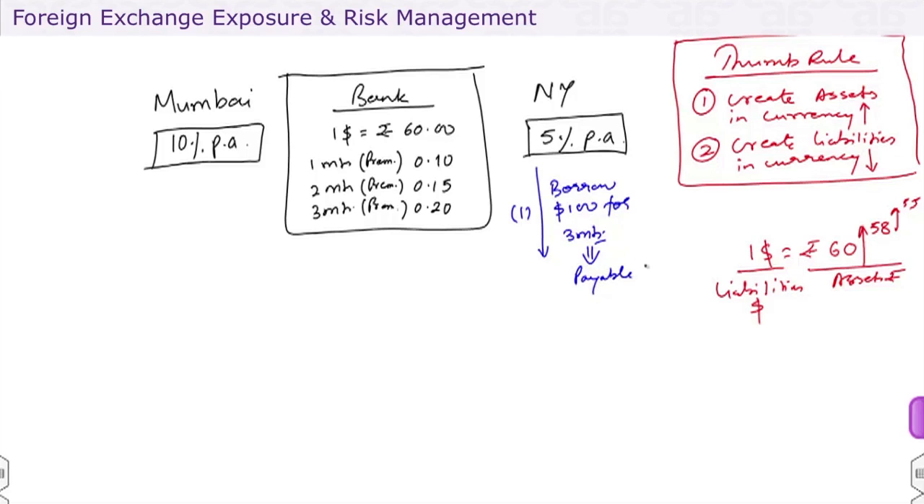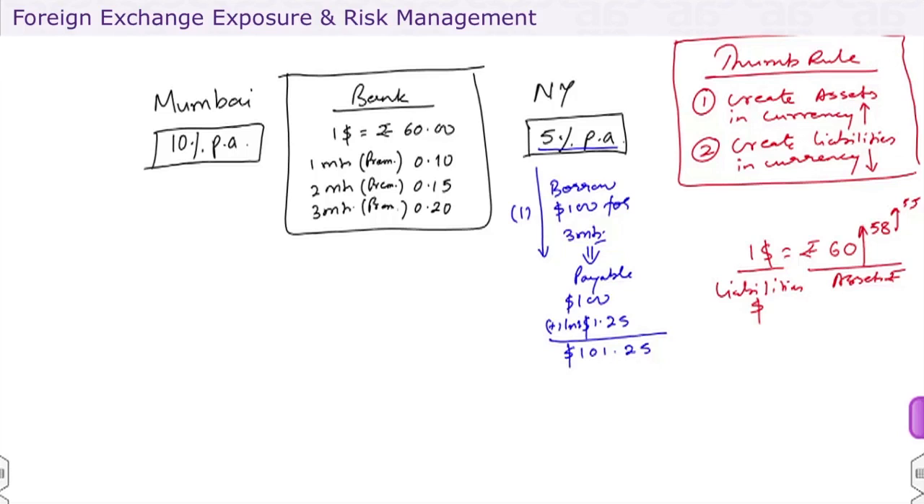Payables after 3 months would be: you need to pay the principal of $100 plus interest on that. Interest at 5% per annum, because that is what the rate is. So for a quarter it becomes 1.25, so $1.25 is what you're paying as interest. So you know at this very point in time that I need to pay $101.25. You know what your payables are.